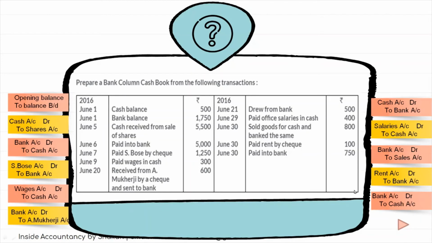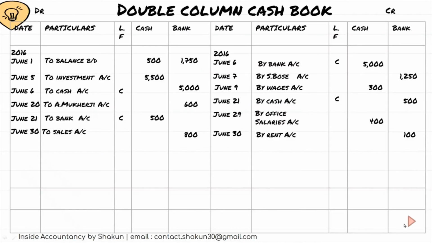That's a repeat transaction. The same transaction took place on June 6th also, same entry, bank account DR to cash. So bank is debited in the name of cash and cash is credited in the name of bank. So on the debit side we write to cash, we are debiting the bank account, and on the credit side we write by bank, we are crediting the cash account. And reflecting C to indicate that this is a contra entry. A contra entry is an entry which affects both the debit and credit side of a cash book.